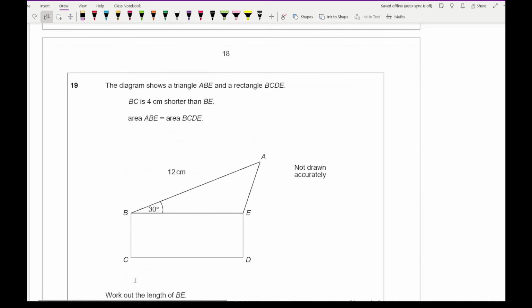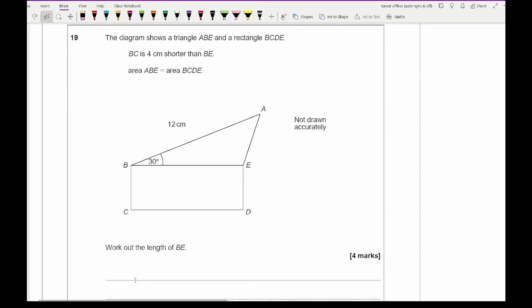Moving on to question 19, it says the diagram shows a triangle ABE and the rectangle BCDE. BC is 4 centimeters shorter than BE, and the area of ABE is equal to the area of BCDE. The question is asking us to work out the length of BE. So let's start first of all by using a bit of algebra. If we label the height of BC as x, then we know that CD is 4 centimeters longer, so that's going to be x plus 4.